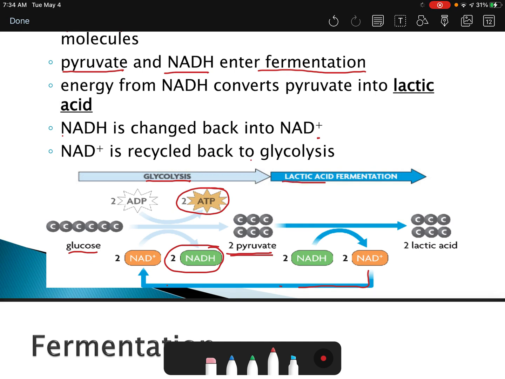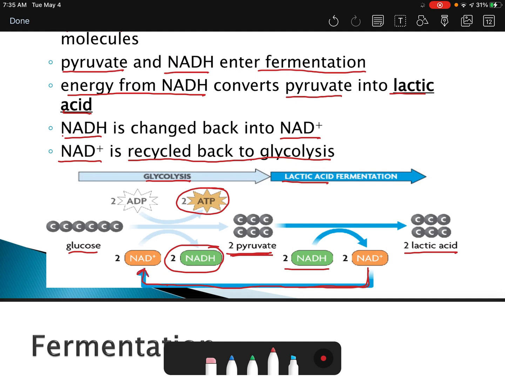In this case, it's going to be lactic acid fermentation. The energy from the NADH, because remember, NADH is an energy carrier, converts the pyruvate into lactic acid. So here we're using this energy right here, and we're converting the 2 pyruvate into 2 lactic acid. Lactic acid is still a 3-carbon molecule. The NADH gets changed back into NAD+ when that energy is used, and then that NAD+ gets recycled back to glycolysis. So you can see here, that's going to come back here and be used in glycolysis.